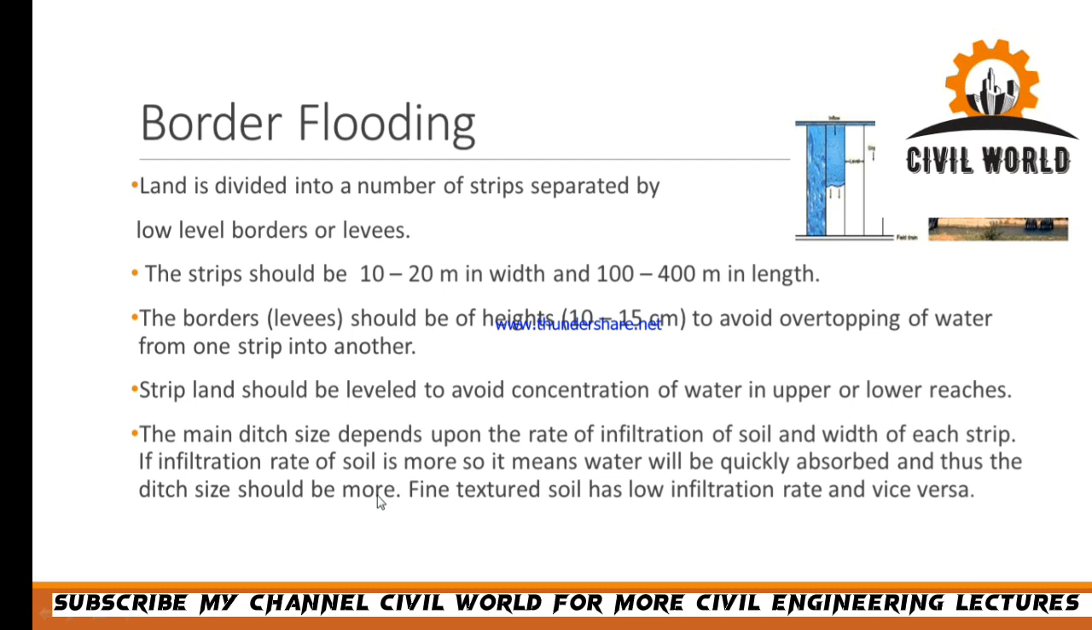coarse है, ठीक है, fine के बजाय coarse है, high infiltration rate है उसका, तो उसमें पानी बहुत जल्द जज़ब हो जाएगा. तो पानी जो आप सप्लाई कर रहे हैं that will get absorbed in the upper reaches. What about the lower reaches? What about the right of the strip, the left of the strip? So for that purpose you have to give the main ditch of a larger size so that much water is introduced into each single strip. Fine texture soil has low infiltration rates and coarse texture soil has got high infiltration rates.